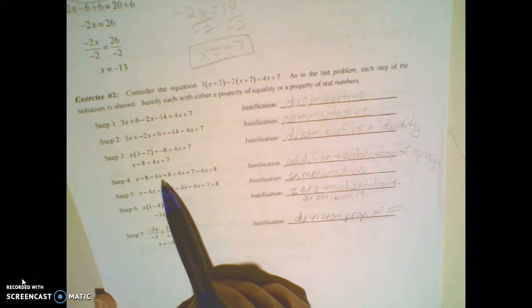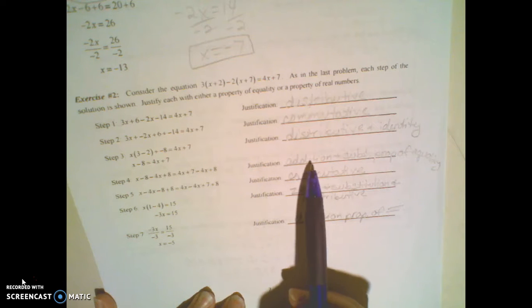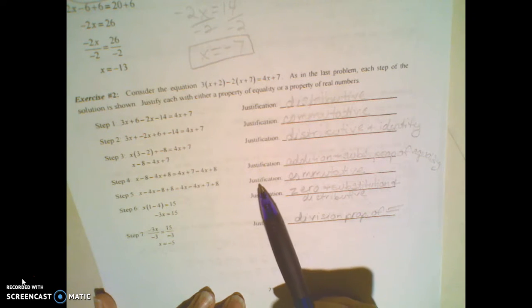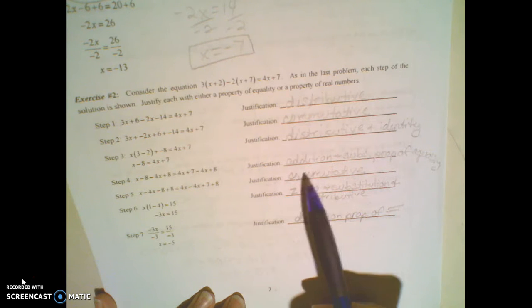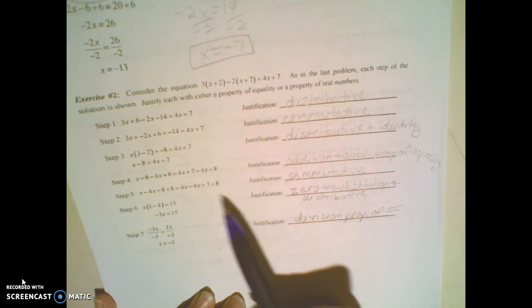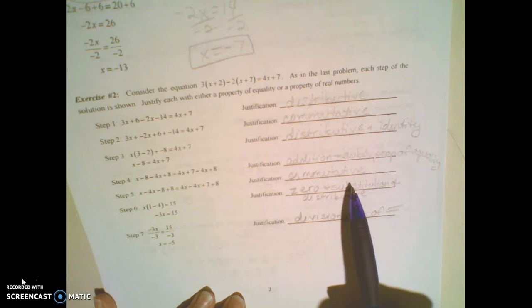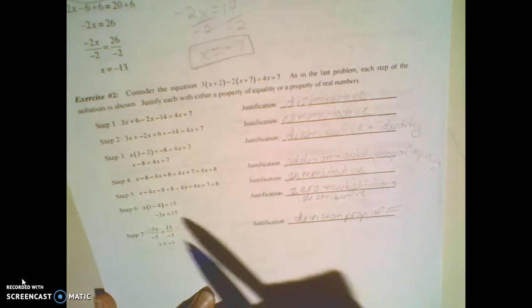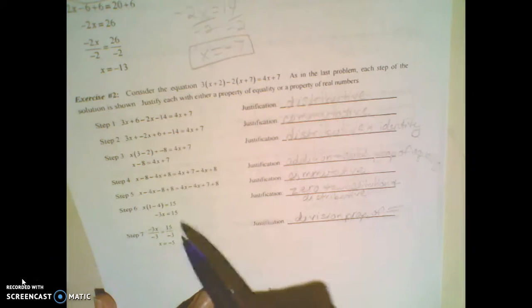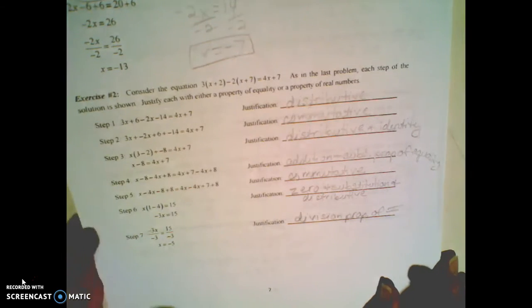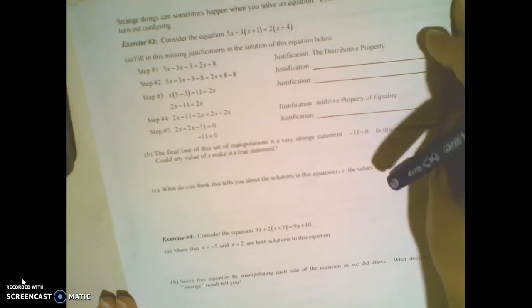The next one, addition and subtraction property of equality. So they're adding and subtracting numbers to both sides. Commutative, they switch numbers around again. Zero and substitution and distribution, they're doing more than one thing at once, and then dividing both sides by the same thing. Okay, so now we're going to try a special case here.